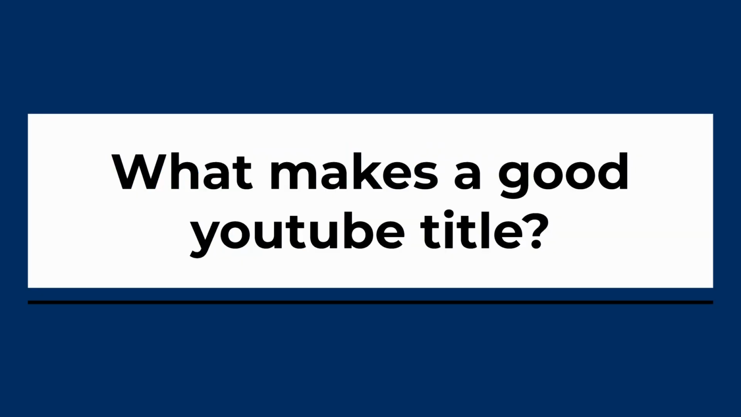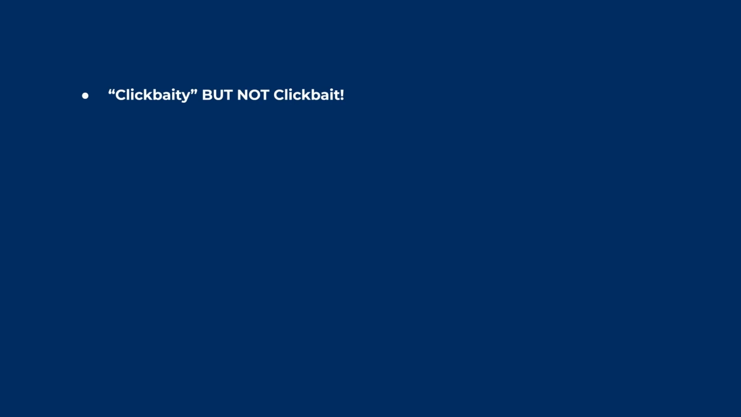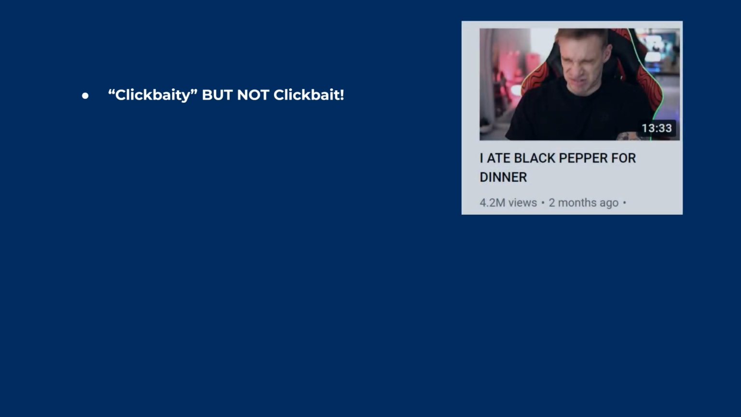Now the question is, what makes a good YouTube title? First of all, a good YouTube title needs to be clickbaity but not clickbait. What that means is a clickbaity title basically pushes the viewers to click on it, but is not fake. For example, here you see a fake title that I created for one of PewDiePie's videos: "I ate black pepper for dinner."